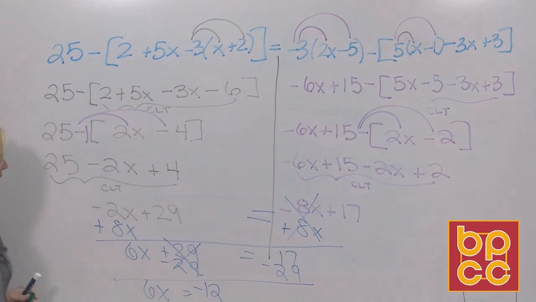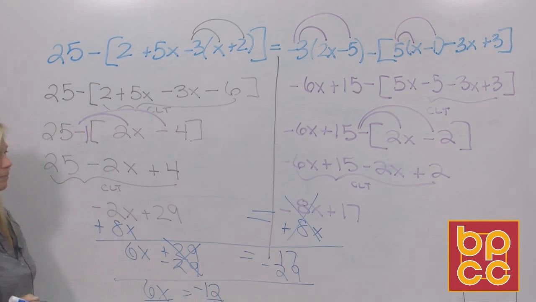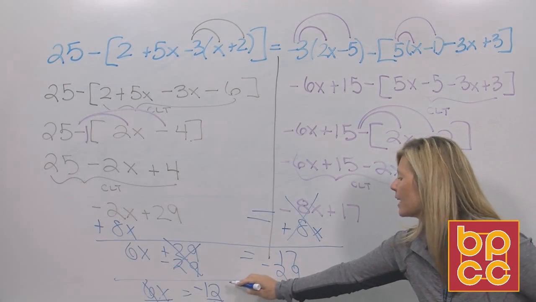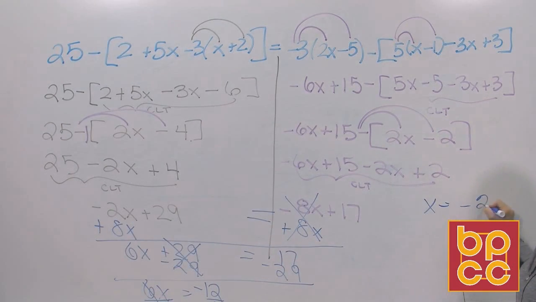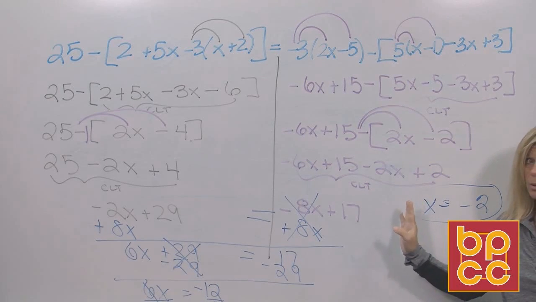The last thing to do is get rid of the 6. To get rid of multiplication, you do division. So we divide by 6. That cancels. 6 divided by 6 is 1x. We don't write 1x. We just write good old x. And negative 12 divided by 6 is negative 2. And we have our solution. So if you look, I followed the 6 steps. I didn't teach you anything new. We followed the 6 steps.